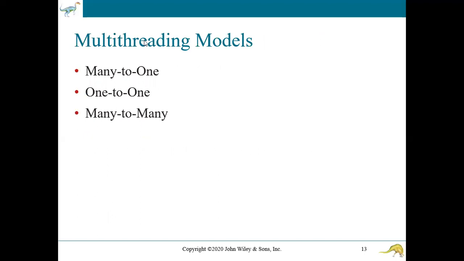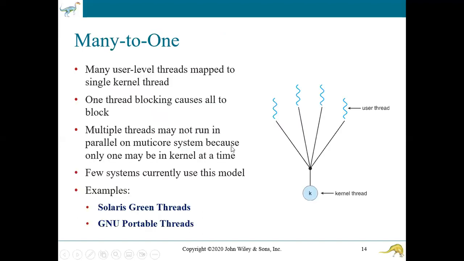So many to one, one to one, many to many. So give an example, sir. Look at that. So many to one. So many user threads are assigned to one kernel thread. So that means they will be executed by that single thread. It's like a core. So many user threads are mapped onto the single thread.